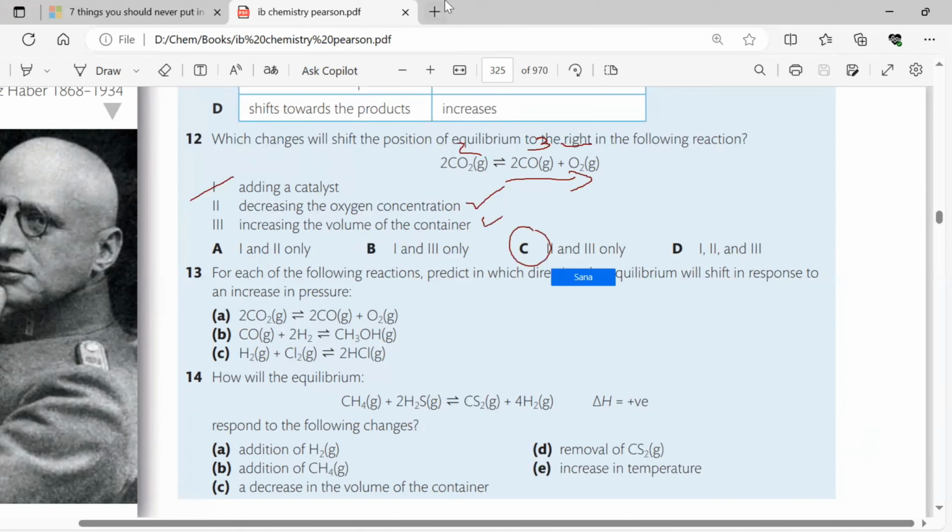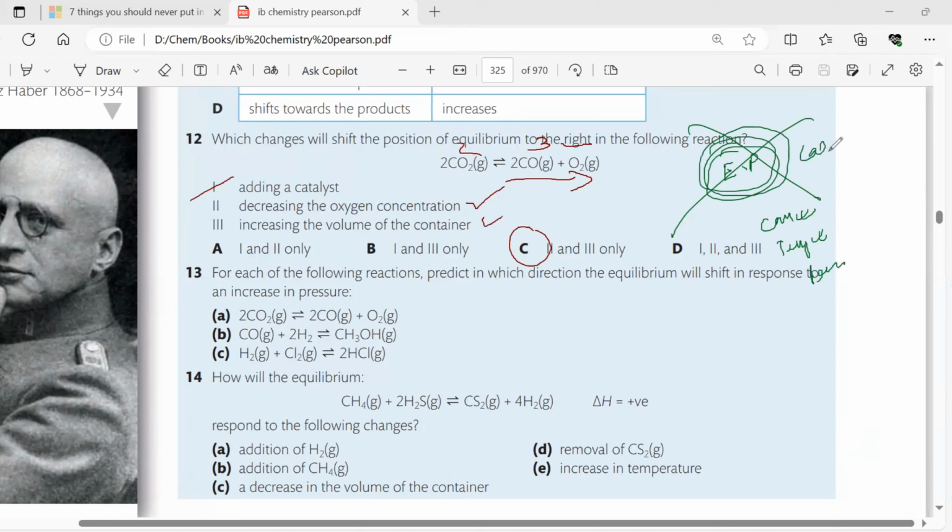Does adding a catalyst change the equilibrium position? First tell me. No, that's the thing you have to understand. Equilibrium position is changed by concentration, temperature, and pressure, right? Equilibrium position does not change with a catalyst, right? Is it clear? Clear. Decreasing the concentration will shift to the right, isn't it?